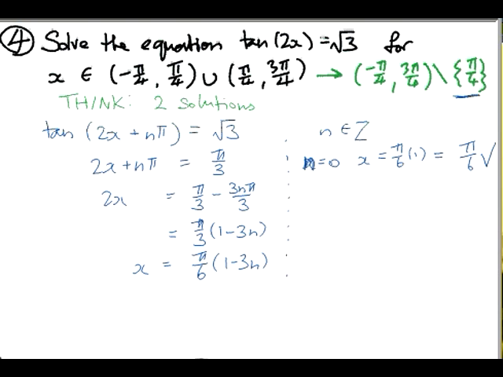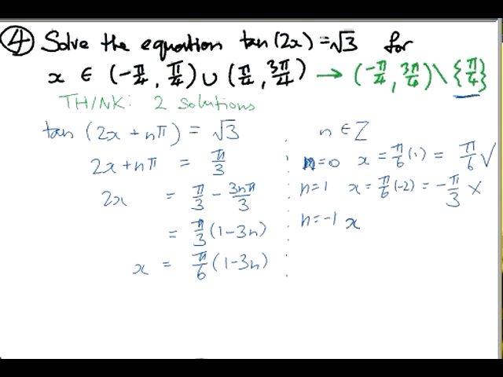Good stuff. Okay, what about n equals 1? X is going to equal pi on 6 times minus 2, negative pi on 3. Does this fit in the range? No. Negative pi on 3 is more negative than negative pi on 4, so that doesn't go. So you know that if you keep increasing n, you're just going to get further and further away, right? So we went from 0 to 1, so maybe let's now try n equals negative 1.